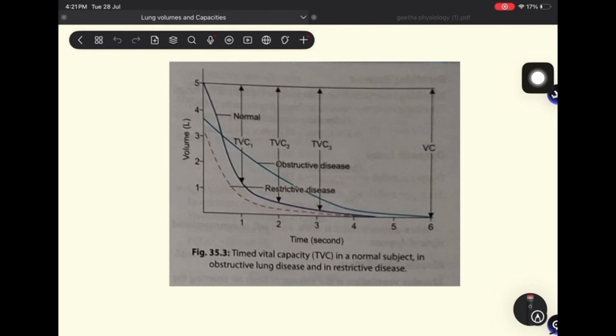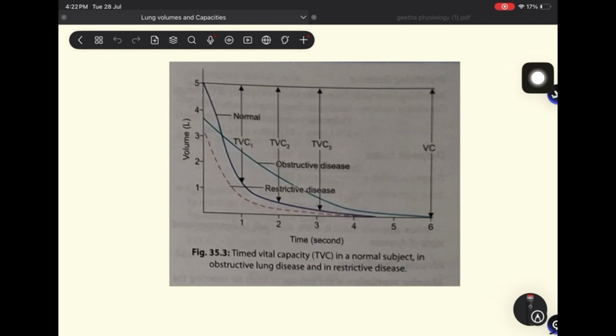At the start, that is at the 0 second, lung contains a vital capacity of about 5 liters. As the person exhales, the lung volume is decreasing. In a normal person, after taking a deep breath, a normal person blows out air very rapidly. As a result, the curve will fall steeply. This means most of the air comes out in the first second itself. See, most of the air has already come out in the first second. Only a small amount remains after the first second.